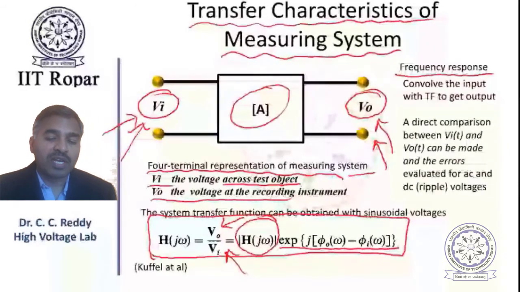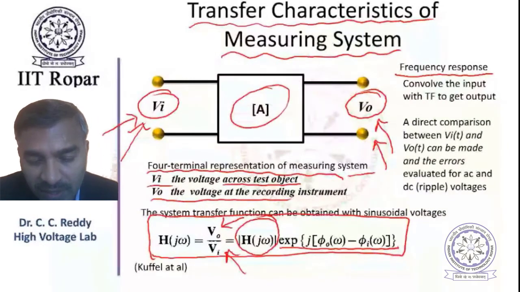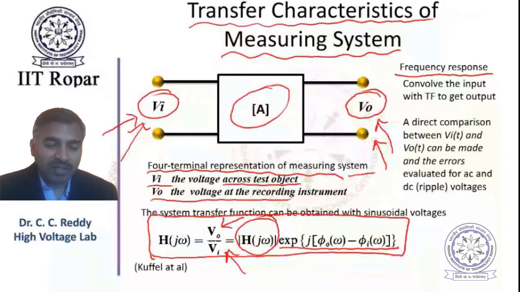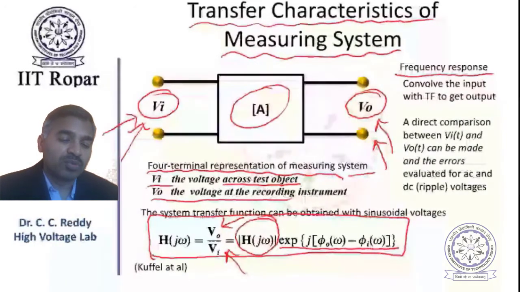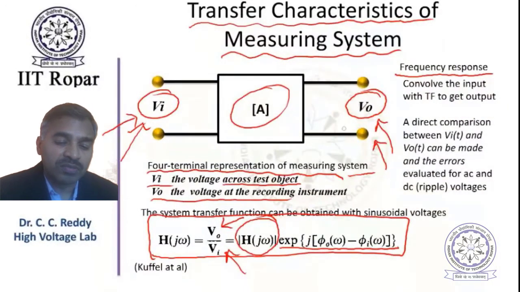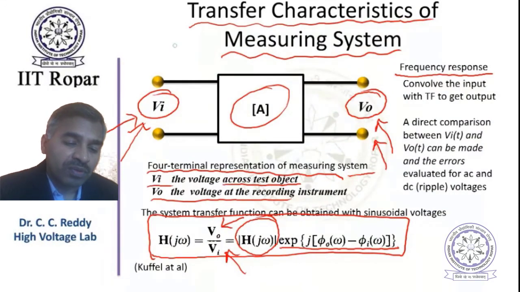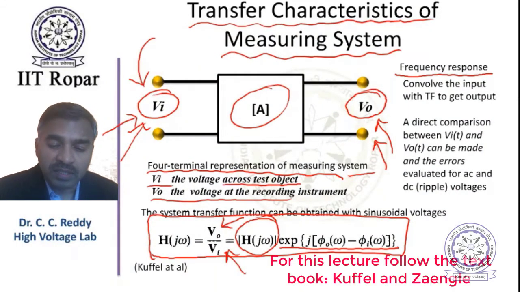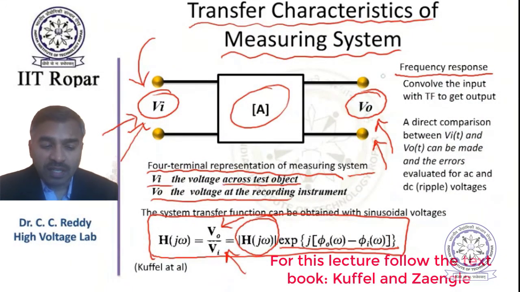Of course, for high voltages, how to obtain this? There are difficulties. The voltages are high and the input to output ratio is very high. So how to get this, and how to get an input source with variable frequency? It's a cumbersome process, but still we will see how this can be done.